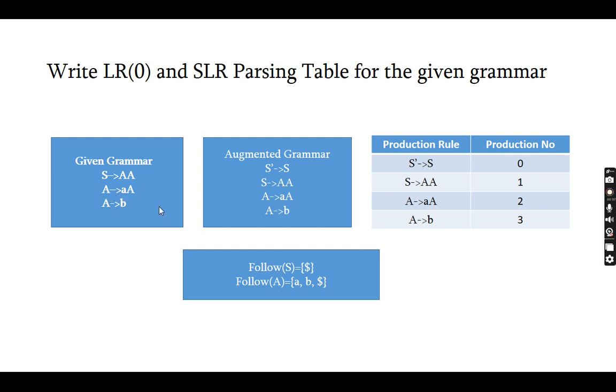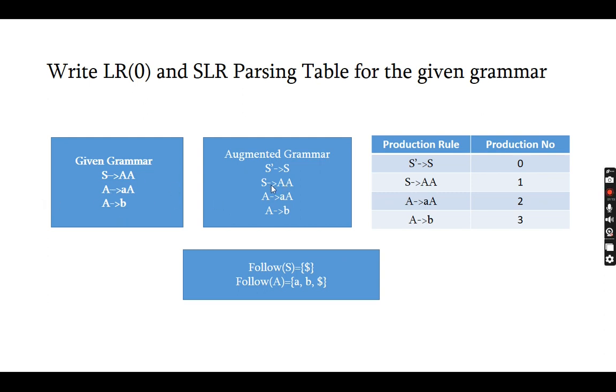Now once you have a grammar, you have to convert that grammar into augmented grammar. How do you convert it? You put in one new production, S dash derives S. Here S dash is the new start symbol and S was the earlier start symbol. S dash derives S is the augmented production which has been added. The remaining three productions are the same as they were earlier.